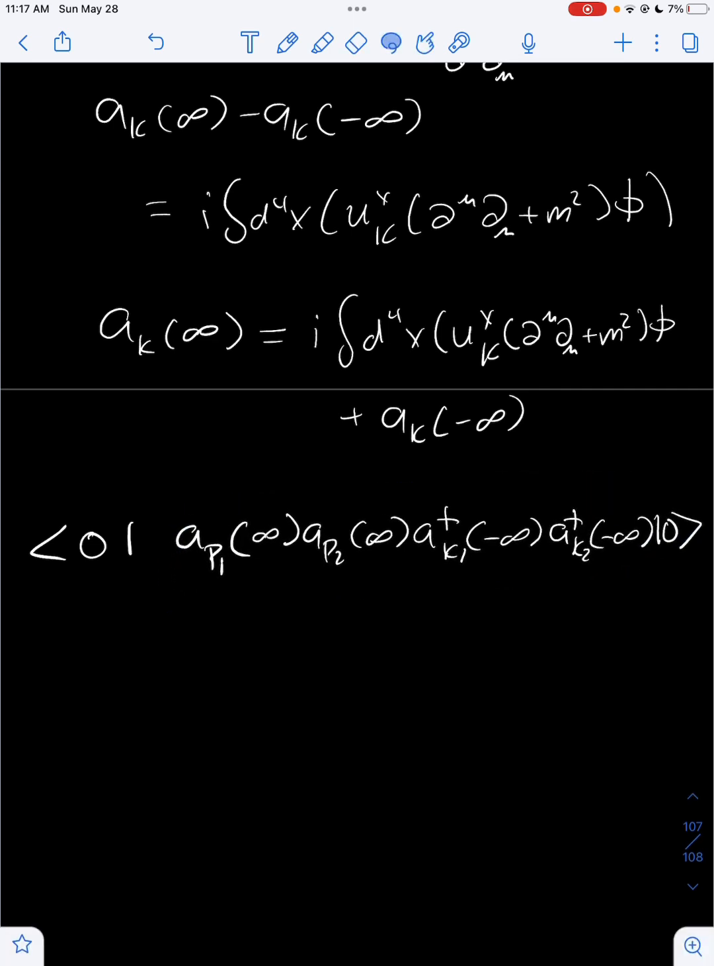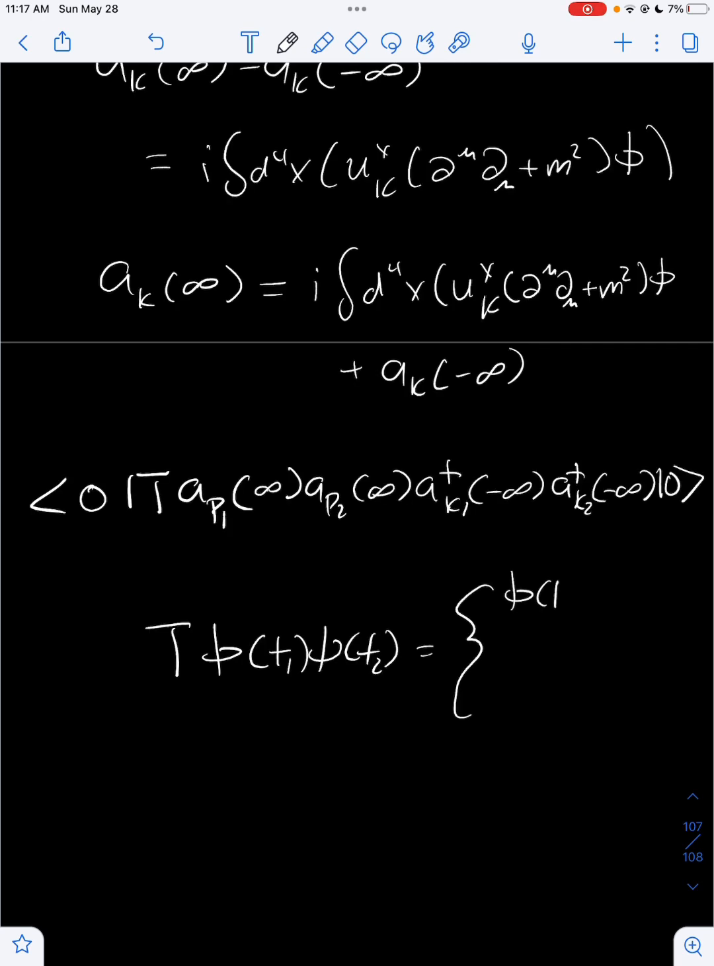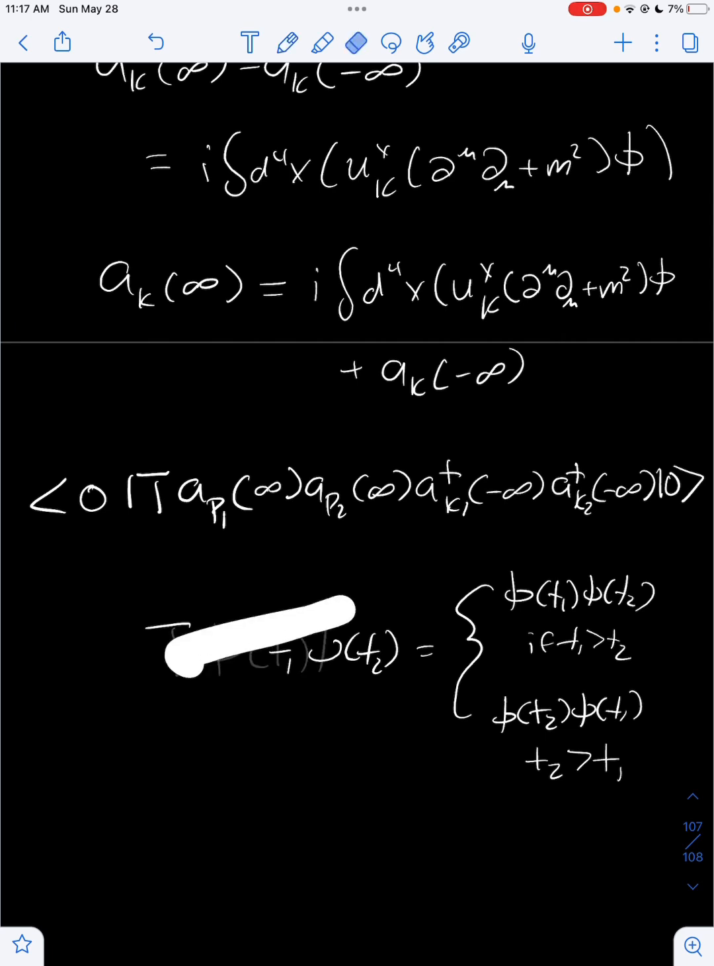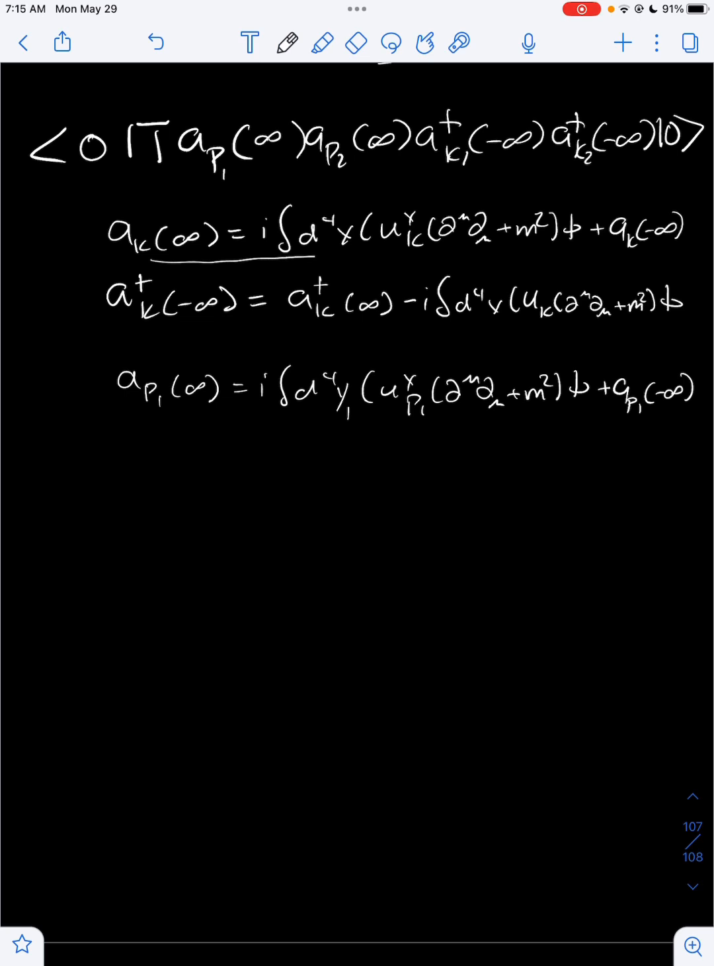Okay, time order. And we talked about time ordering in our video on virtual particles. Time ordering of two functions. So say you have t1 and then t2. It's just going to be phi of t1 phi of t2 if t1 is greater than t2, and then phi of t2 phi of t1 if t2 is greater than t1. So the time ordering of some product just puts later times on the left. So since we already had that, we can just go ahead and put in the time ordering operator.